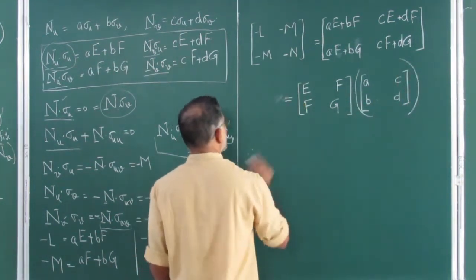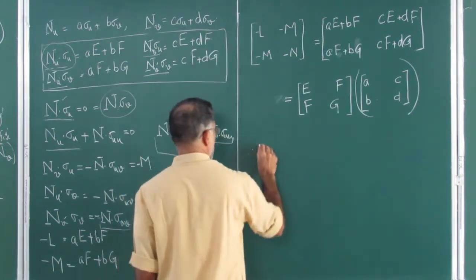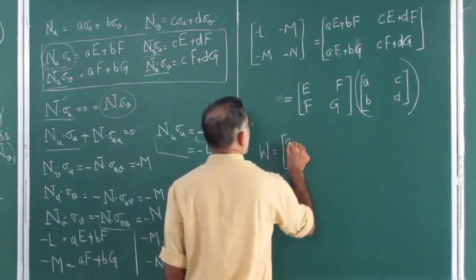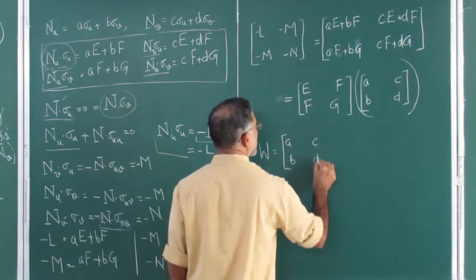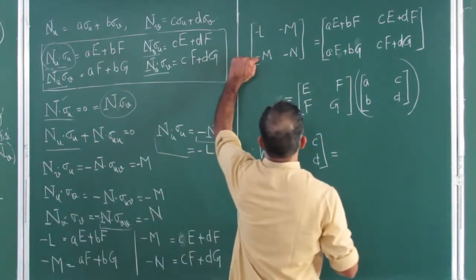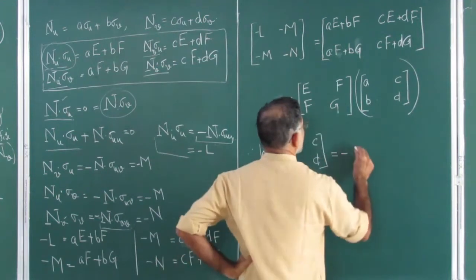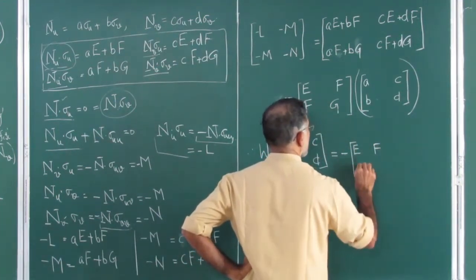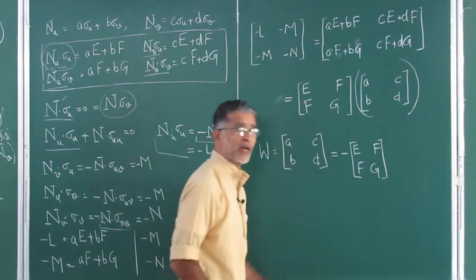So therefore, generally you denote it by W, the Weingarten map, A, B, C, D. This is equal to, transfer this to that side, take this, minus outside. So this you take, E, F, F, G. Remember, this is always non-singular.